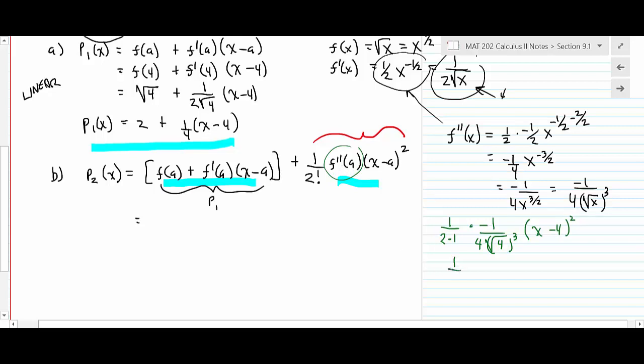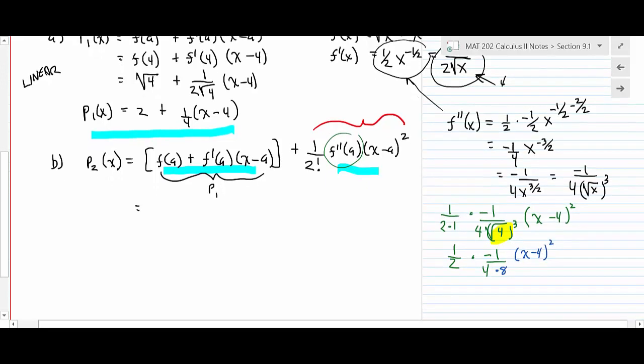So that's going to be 1/2 times negative 1 over 4. And when you look at this piece right here, just do that in your head. The square root of 4 is 2. 2 to the third is 8. Then we have (x minus 4) to the second like that. Everybody with me on what I'm doing? That shouldn't be that bad because it's just the second derivative and evaluating. That's stuff you should have good skill on. Multiply this out, and that's negative 1 over 64 times (x minus 4) to the second. So that is your quadratic term in your series.